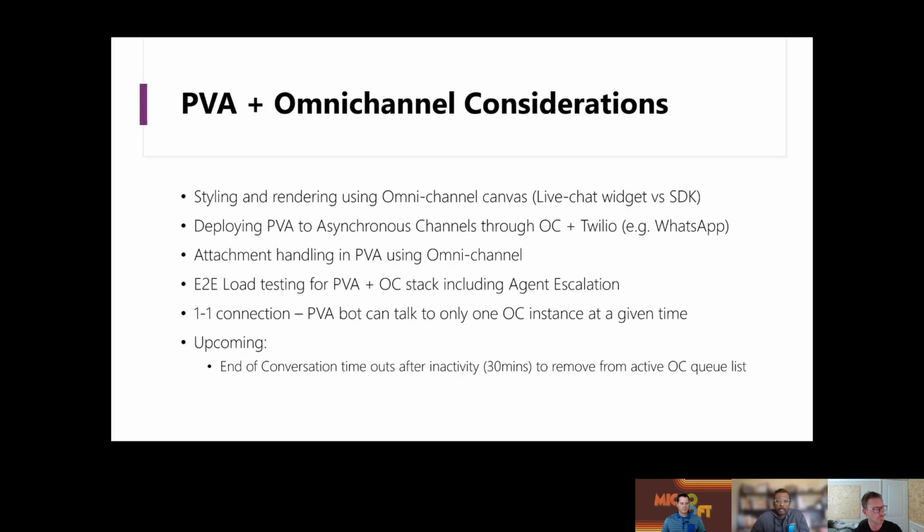As you enable this integration, there are a few things to note. One is the canvas which is being used for rendering the PVA bot is completely different from the web chat widget you might get from PVA or your own custom canvas. In the Omnichannel product, they have given two options for this canvas. One is what they call the live chat widget, or the LCW, which is a web chat widget that comes out of the box. The other option is an SDK which they have provided for you to be able to customize this canvas. So depending on your needs, if you onboard PVA into Omnichannel, these are the two options you have for rendering your bot.